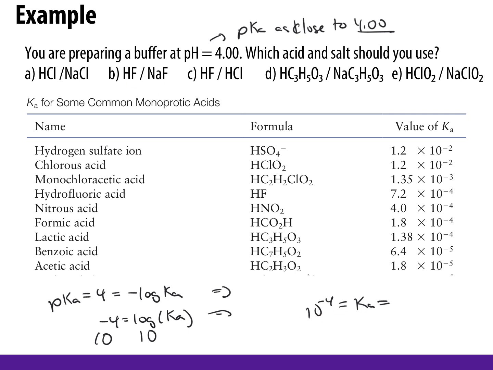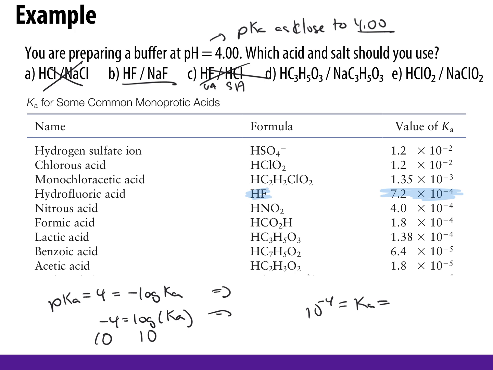Let's see what I have of my provided buffers here. So HCl, NaCl, that won't be a buffer because we've got a strong acid. HF, NaF is a buffer. The weak acid in that buffer is HF, so that's a possibility. That has a Ka of 7.2 times 10 to the minus 4. That's not bad. That's pretty close to what I'm looking for. I'm a factor of 7 too big, but not terrible. HF and HCl, this is a weak acid and a strong acid, so that's not a valid buffer.